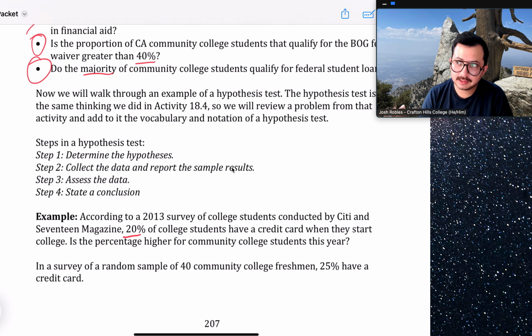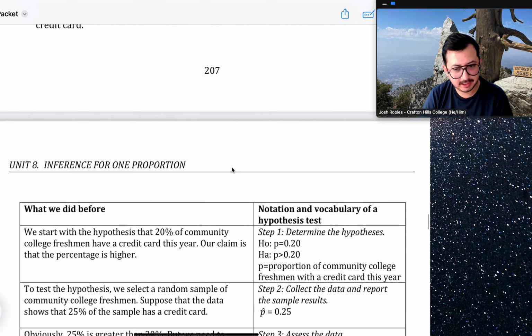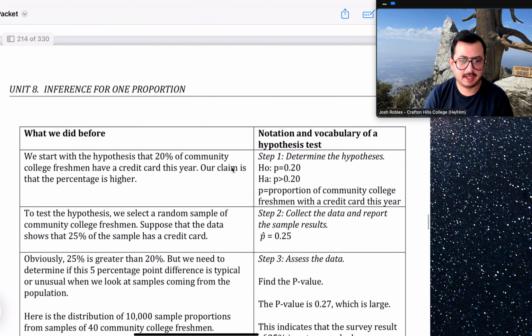But if it didn't click there, you thought it was a little awkward, or if it did, that's great. You'll see how we use it in action here. And so that's why I wanted you to really focus on Unit 8 instead of 7 in how we do this. Okay, so we actually did this before in Module 17, and that's what's on the left-hand side. We have a hypothesis, 20% have a credit card, our claim is that it's higher.